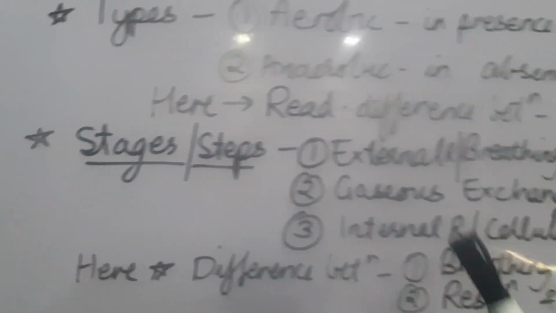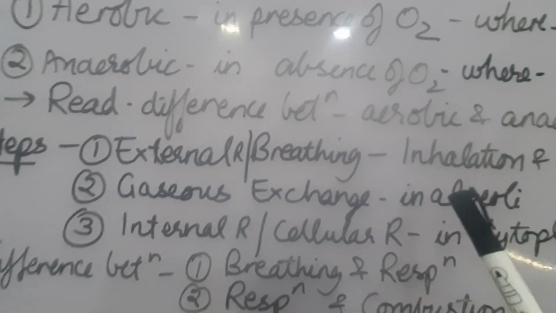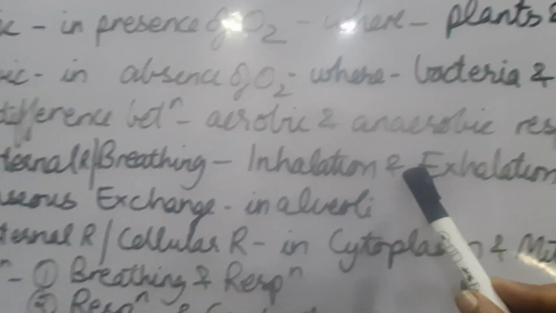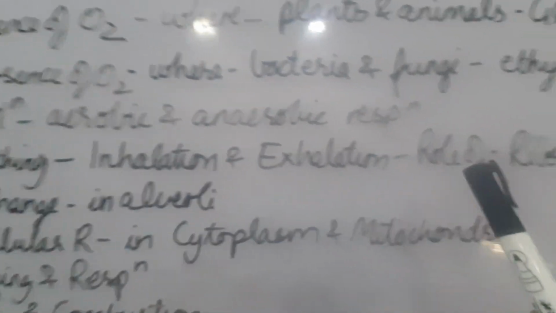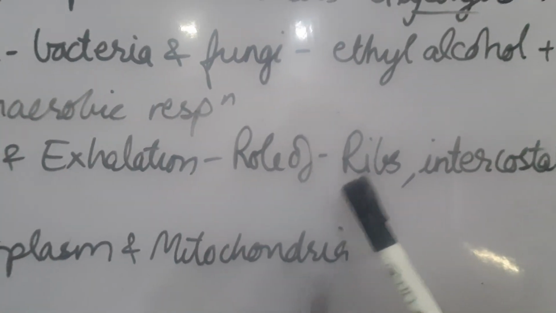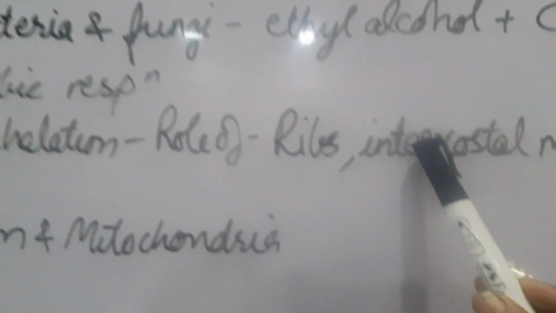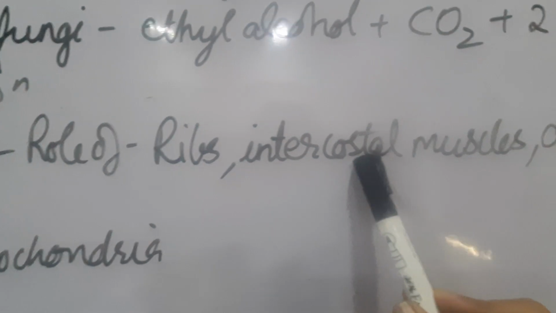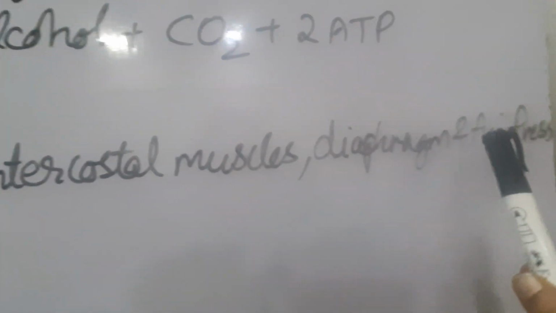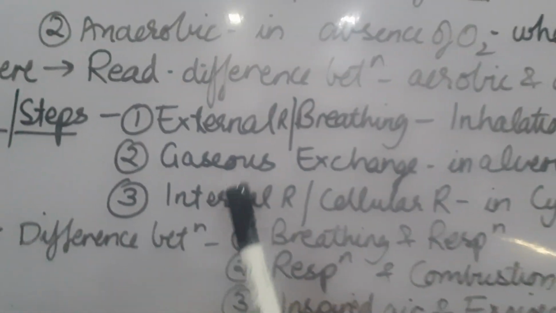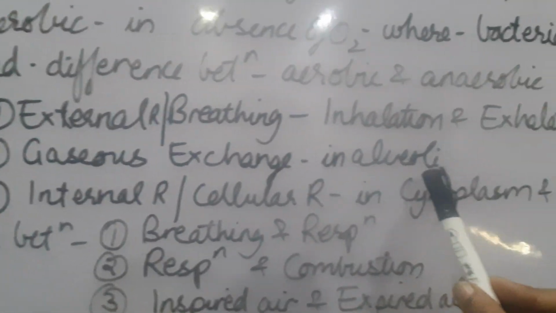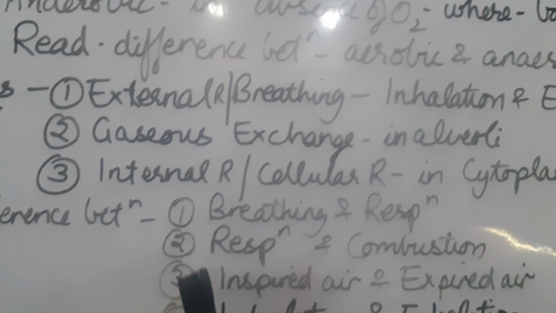Stages or steps are: external. What are the process of external breathing? We all know inhalation and exhalation. What plays important role in these external breathing process? The ribs, the intercostal muscles, the diaphragm and the air pressure. Remember these 4 factors. Gaseous exchange, you all know it happens in the alveoli along with the capillaries around it.